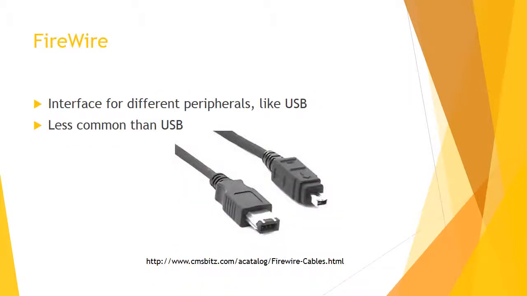FireWire. It's an interface that's similar to USB, used for different peripherals. However, it's less common than USB. FireWire is a high-speed interface used for different peripherals, including digital video cameras and external hard disks. Although it's less common, it still offers a higher transfer rate than USB does. So that's why we still use them today.